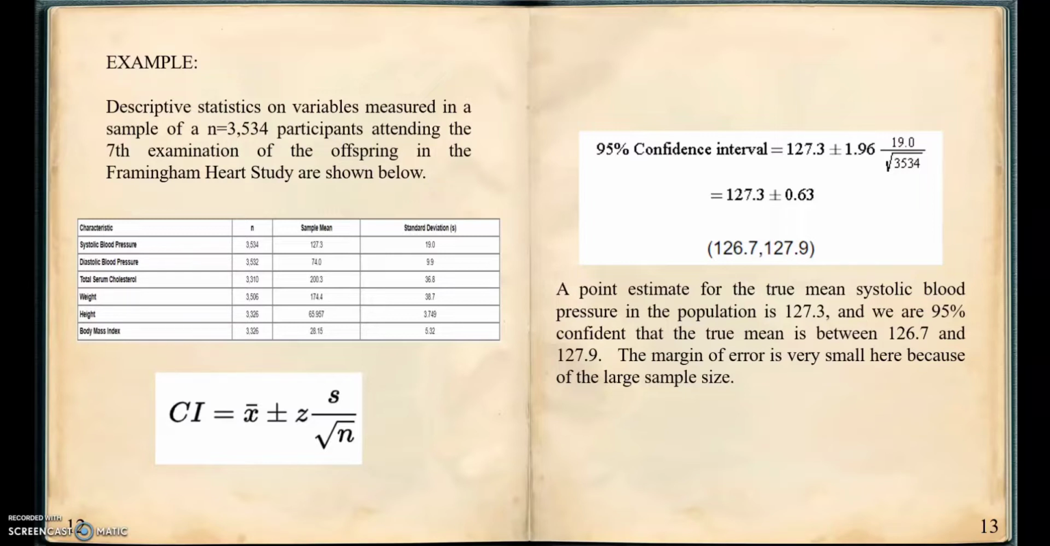In conclusion, a point estimate for the true mean systolic blood pressure in the population is 127.3. We are 95% confident that the true mean is between 126.7 and 127.9. The margin of error is very small here because of the large sample size. So that ends our discussion in chapter 7.